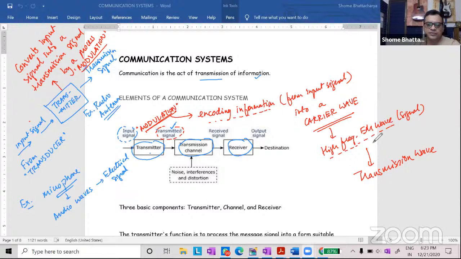So it's a three-stage system: transmitter, transmission channel, and receiver. The job of the transmitter is to encode the data or the information that is part of the input signal onto the carrier wave, and hence get what is called the modulated carrier wave. And that modulated carrier wave is what is going to be transmitted by the transmitter.